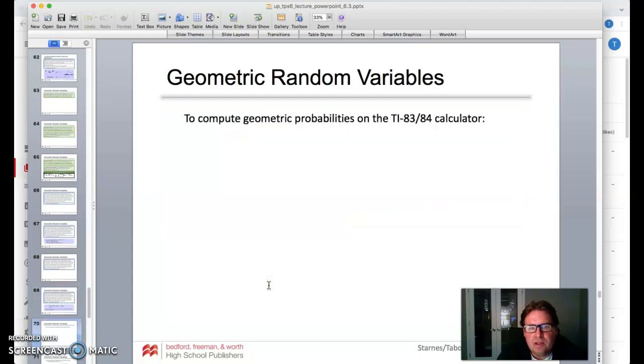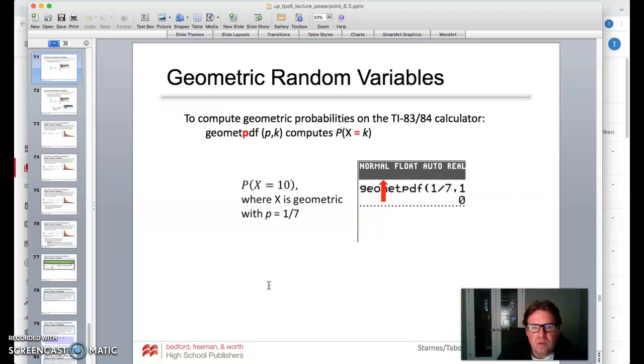Now, again, if we're using the calculator, remember as we go in here, look for geometpdf.